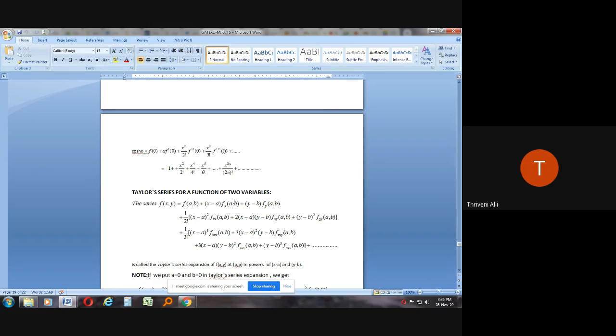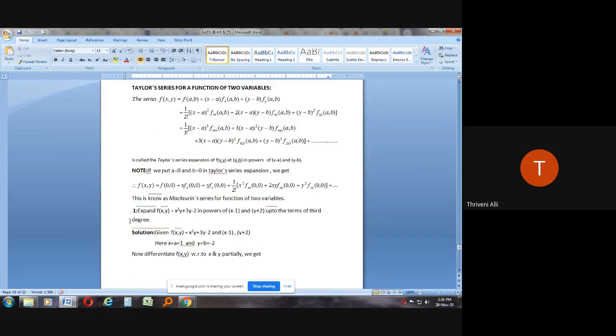Here it is a function of two variables, that is f of x comma y, that is f of a comma b. So this is the main series formula. You have to remember that. And here, if we put a equal to 0 and b equal to 0 in the Taylor series, we directly get the Maclaurin series of a function of two variables.